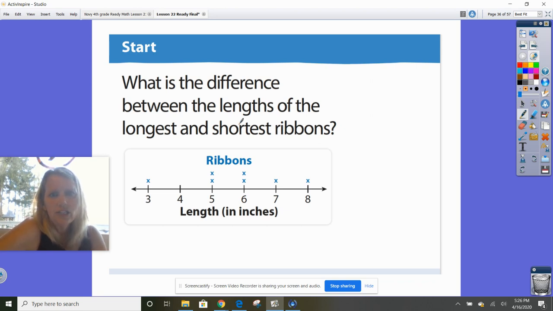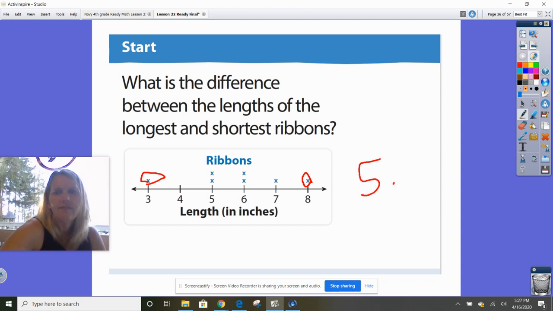Welcome back. So we need the difference of the lengths of the longest and the shortest. So the longest is an 8-inch one. We have one that's an 8-inch and one that's a 3-inch. So 8 minus 3 will be 5 inches.